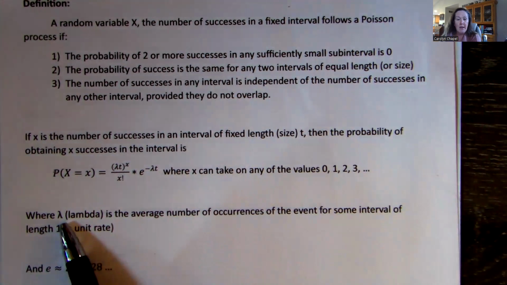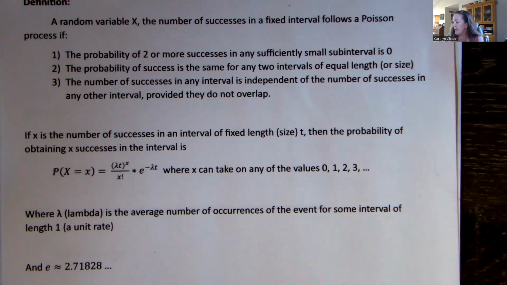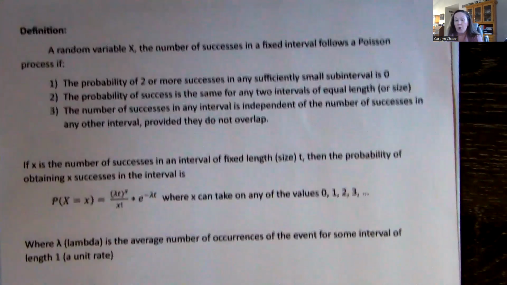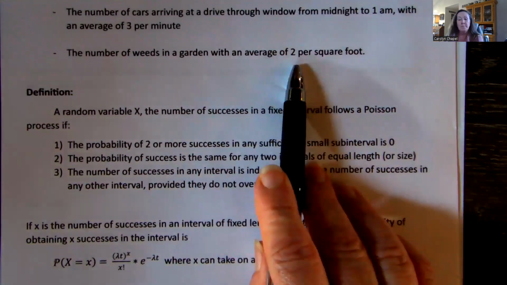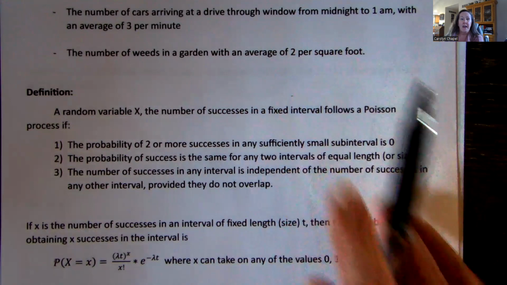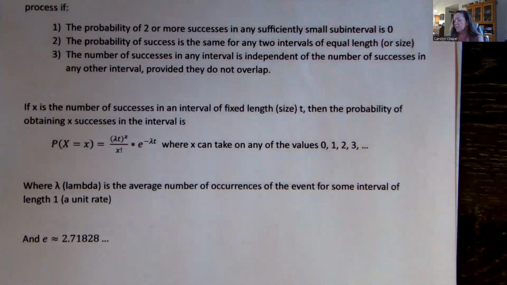This lambda is going to be the average number of occurrences in an interval of length 1. So when we had 3 cars per minute, that would be lambda. Our 2 weeds per square foot, that would be lambda. It's kind of like a unit rate. If you were told that it's 17 flaws per 6 yards, you would want to reduce that down to something per 1 yard.